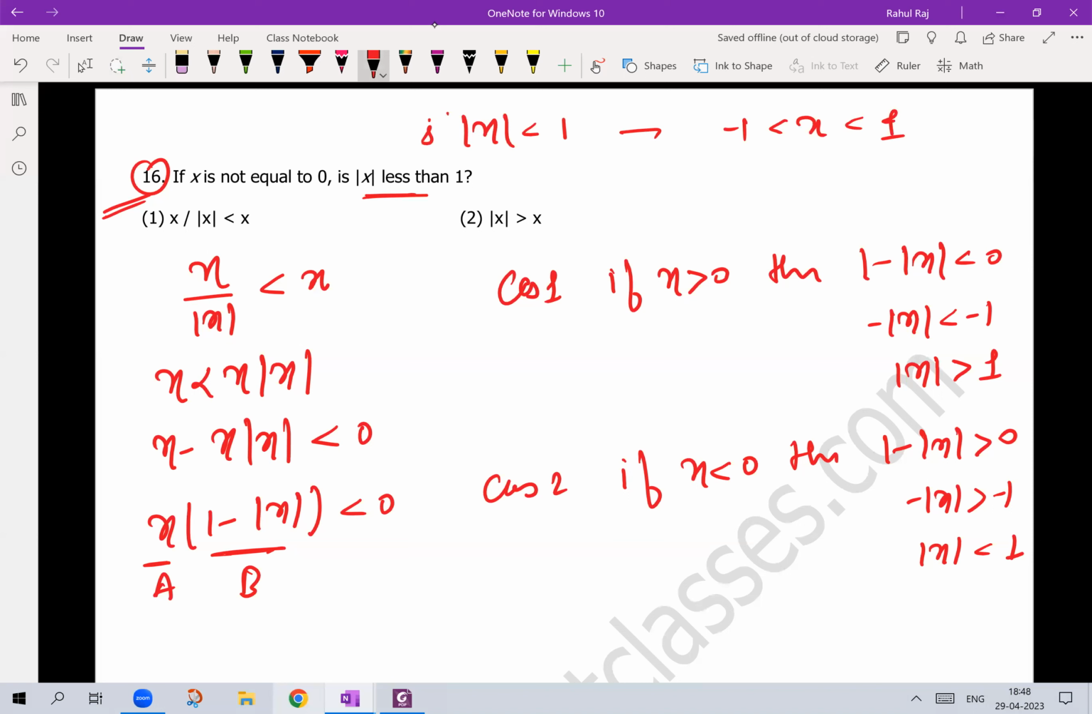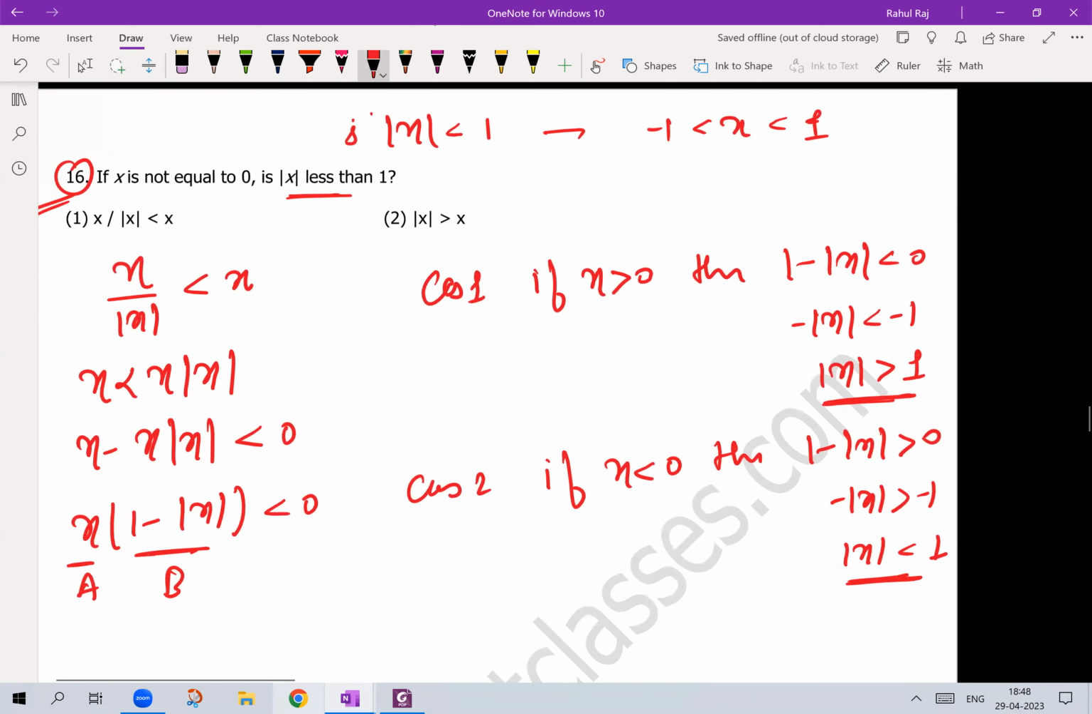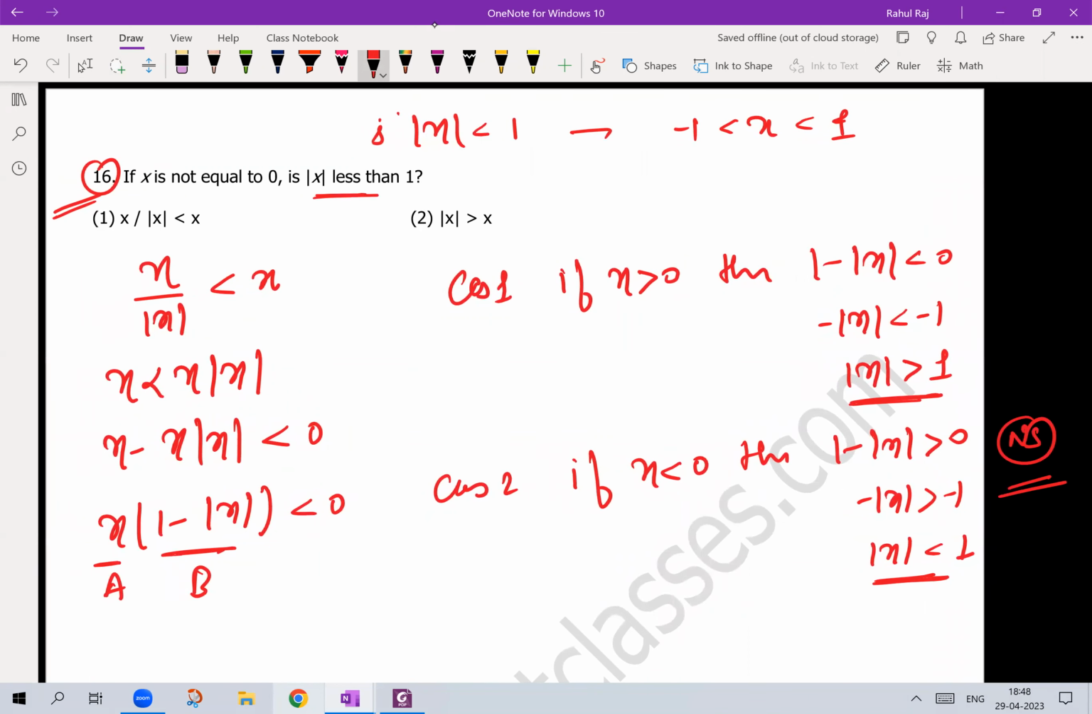But from option number 1, I have got mod x is greater than 1 also, and mod x is less than 1 also. Can I say it is not sufficient? Check.